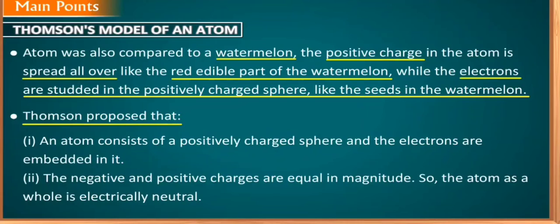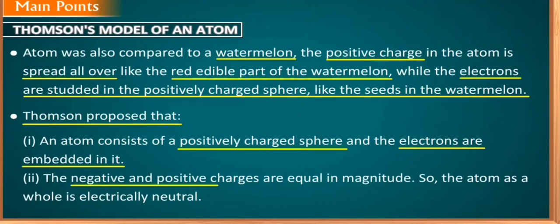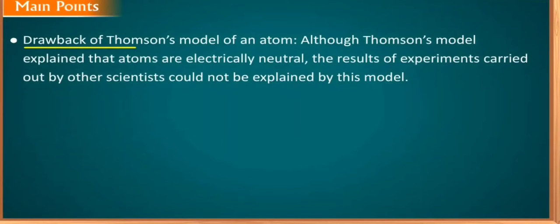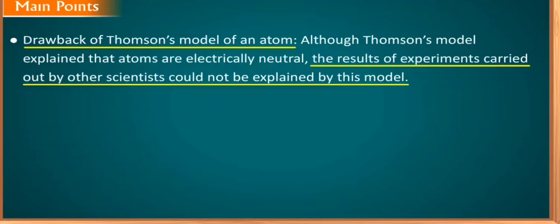So Thomson proposed that an atom consists of a positively charged sphere and the electrons are embedded in it. The negative and positive charges are equal in magnitude, so the atom as a whole is electrically neutral. Now, what was the drawback of Thomson's model of an atom? Although Thomson's model explained that atoms are electrically neutral, the results of experiments carried out by other scientists could not be explained by this model.